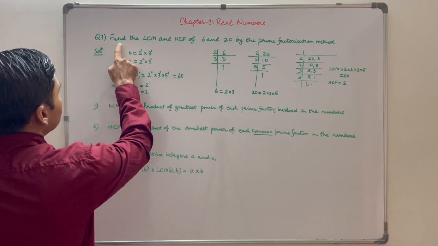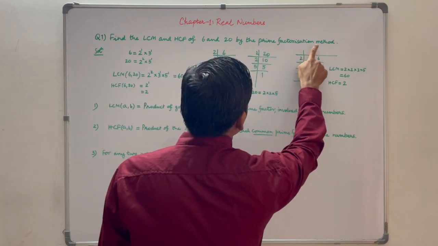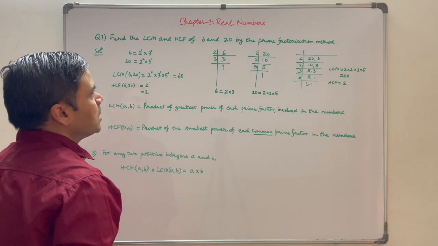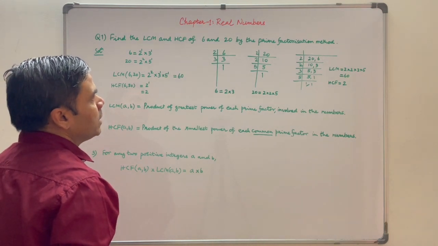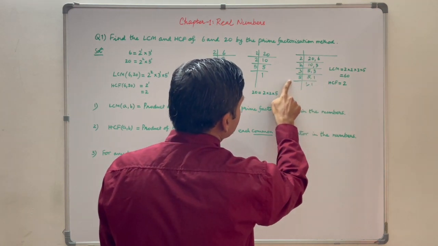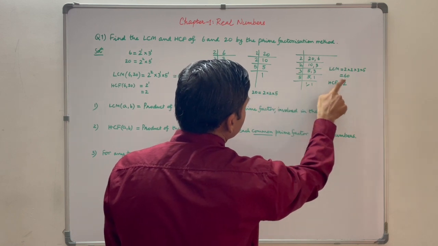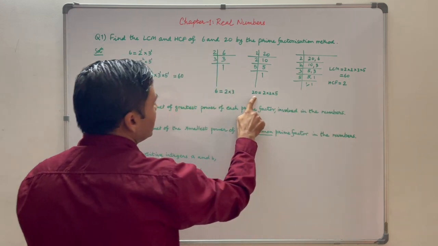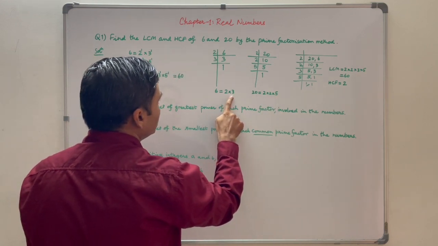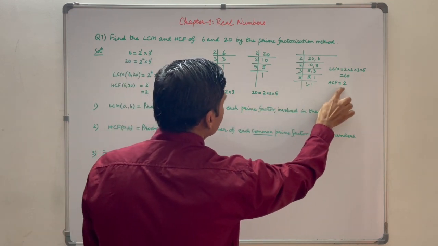Let us see this question. Find the LCM and HCF of 6 and 20 by the prime factorization method. If it is not asked to solve by prime factorization method, then you can do your usual way. Means LCM can be found this way: 20, 6, factorize. So LCM will be given by 2 into 2 into 3 into 5, that is 60. 20 can be written as 2 into 2 into 5 and 6 can be written as 2 into 3. So what is the common factor? Common factor is 2. So HCF is 2.